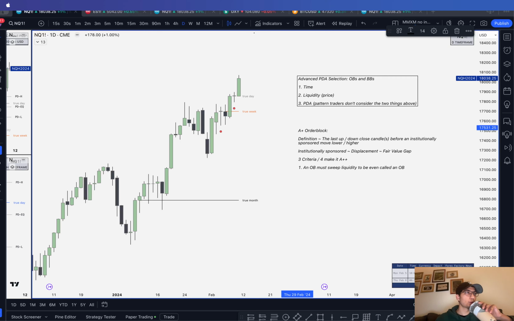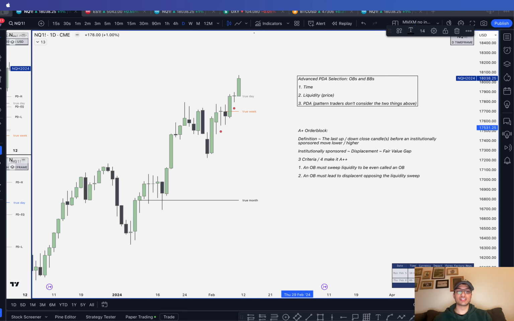Everyone say it. Sweep liquidity. If it doesn't, is it an order block? No. What might it be? Propulsion block, vacuum block, this block, that block, whatever you want to call it. Mitigation block, whatever. An order block must sweep liquidity. Two, an order block must lead to displacement opposing the liquidity sweep.